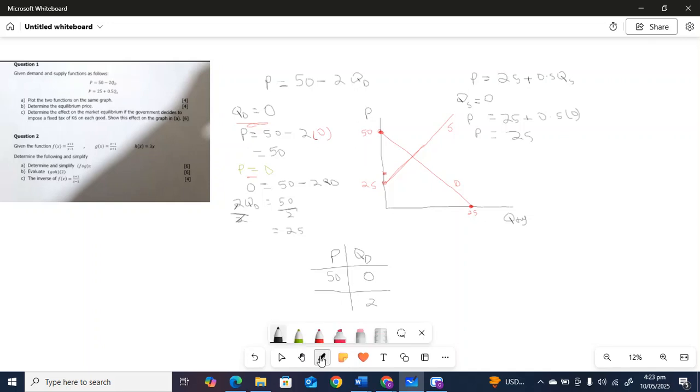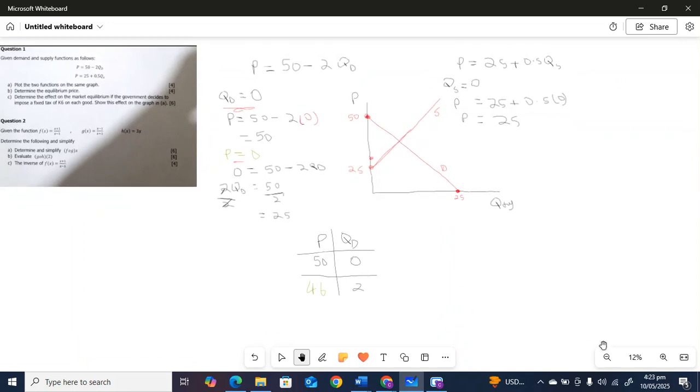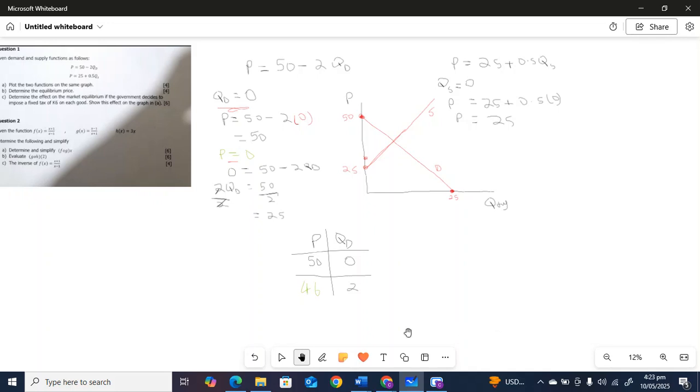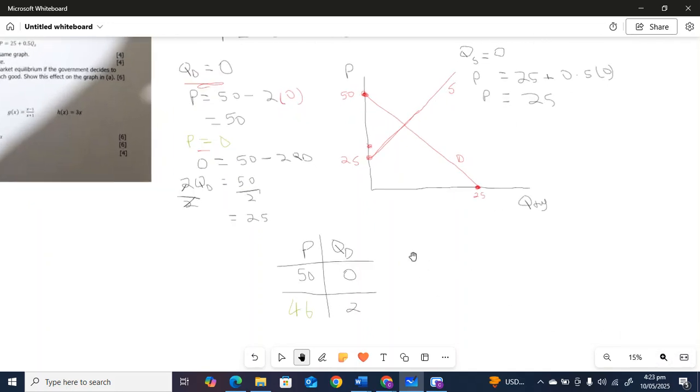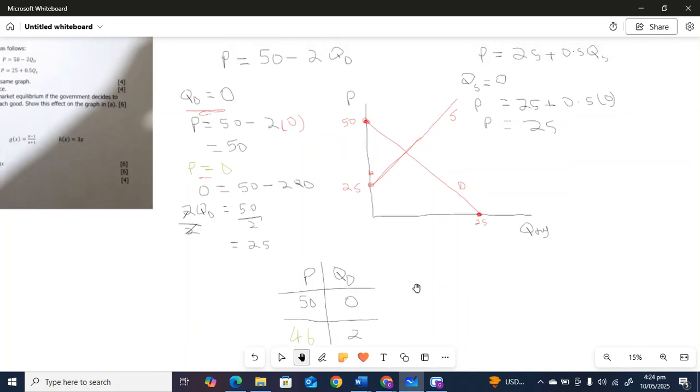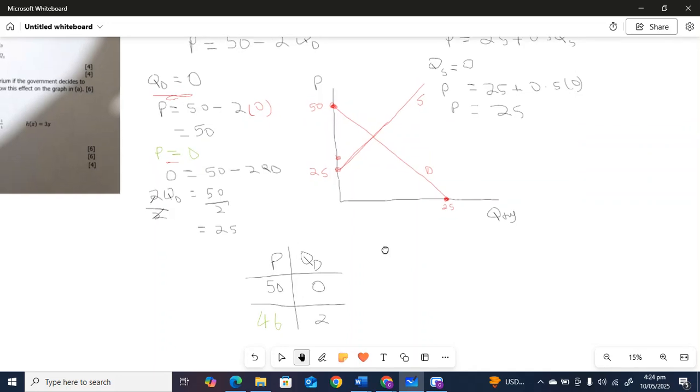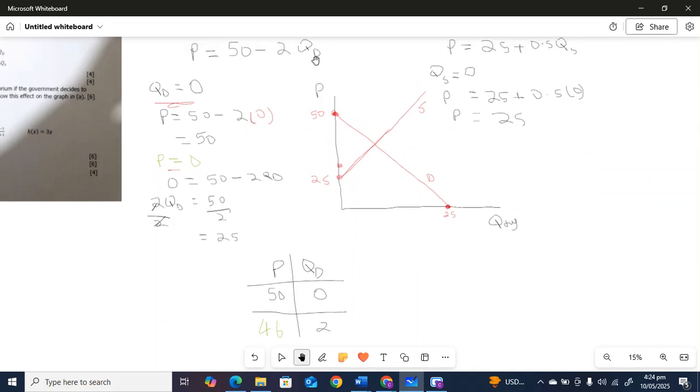46. Okay. So you put here 46 and 2. Are we able to clearly see the figures, or do I need to zoom in the board? Okay, so right now we're using the long cut method to plot this demand graph. With this method, you just be picking values of QD.